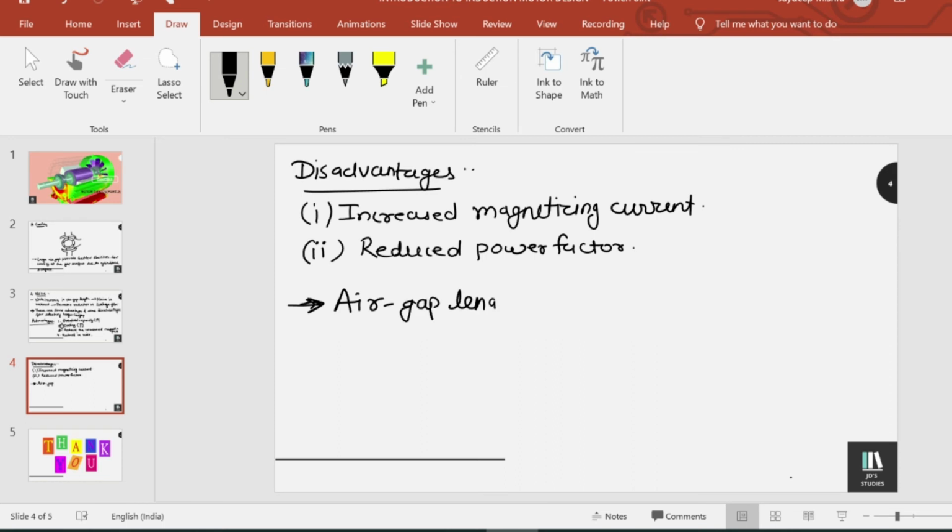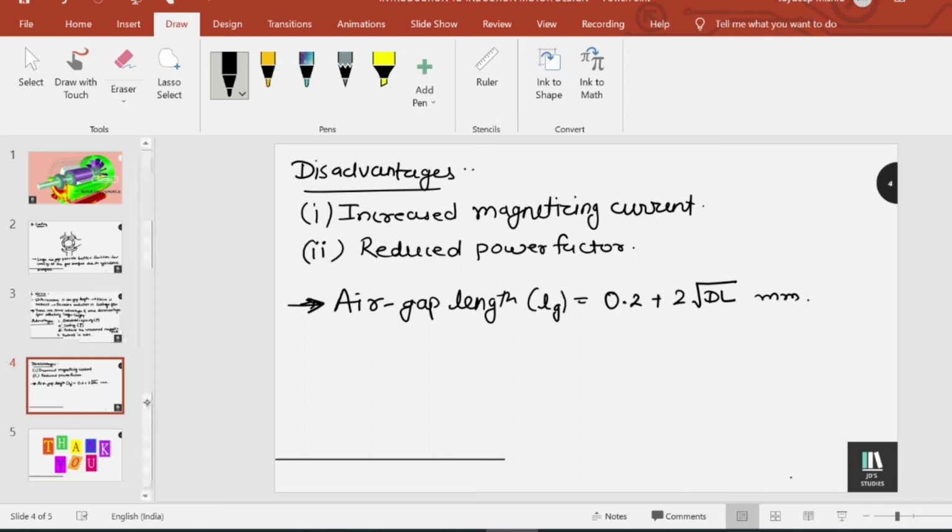Air gap length, which is denoted by Lg. Air gap length Lg = 0.2 + 2√(DL) in mm. This is the empirical formula which is followed all over the world. How can we decide the air gap length? 0.2 plus 2 under root D and L. What is D? Diameter of the rotor, and what is L? Length of the rotor.